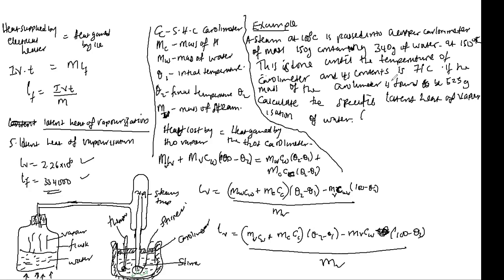It says the steam at 100 degrees Celsius is passed into a copper calorimeter of mass 150 grams containing 340 grams of water at 50 degrees Celsius. This is done until the temperature of the calorimeter and its contents is 71 degrees Celsius. So there is a drop in temperature. If the mass of the calorimeter is found to be 525 grams, calculate the specific latent heat of vaporization. Hope you know the specific heat capacity of copper is for the calorimeter. So we can first have that equation down.